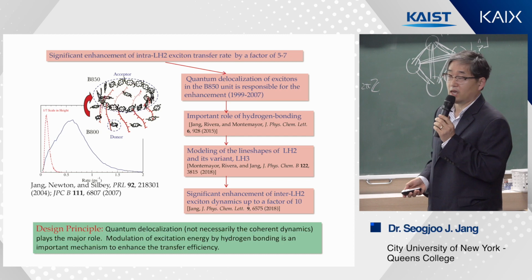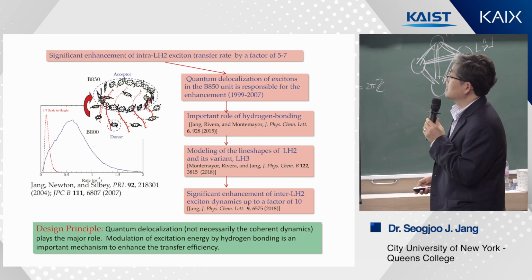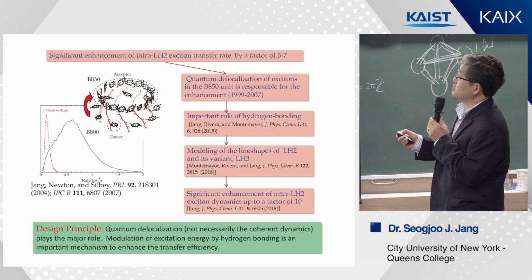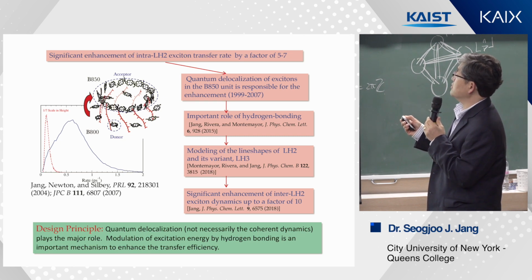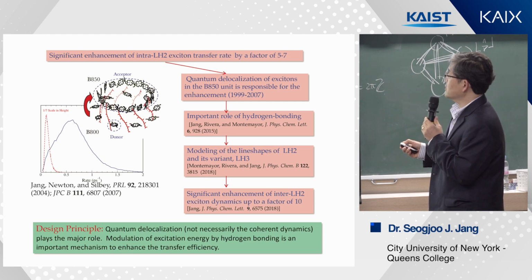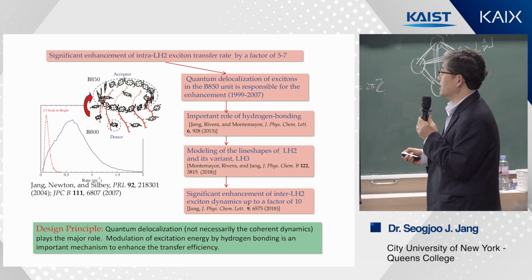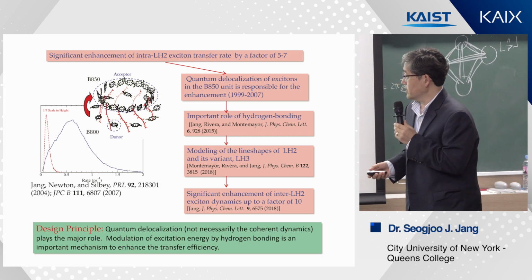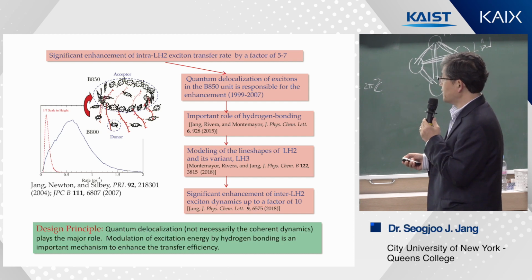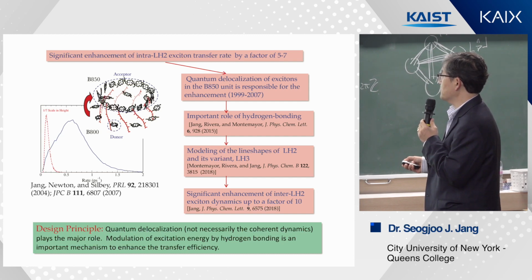So summarizing all the exciton transport work, we are able to show that the intra-LH2 exciton transfer rate can be enhanced by a factor of 5 to 7 because of the delocalization of the exciton. We also identified an important role of hydrogen bonding, and we were also able to model the line shapes of LH2 and LH3 complexes. And for between LH2 complexes, we are able to show that there is significant enhancement of inter-LH2 exciton dynamics, up to a factor of 10.